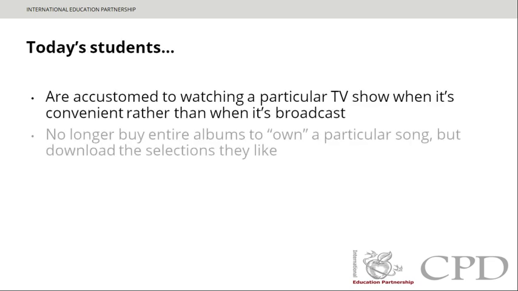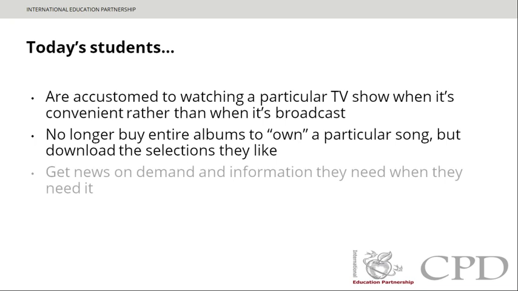So kids today live in a world of personalisation where they choose when to watch their favourite TV show. They pick the individual song that they want to download rather than buying an album, and they get news on demand whenever they need it. So not only do our learners come from an increasingly diverse group, but outside of school they also live in this world of personalisation.